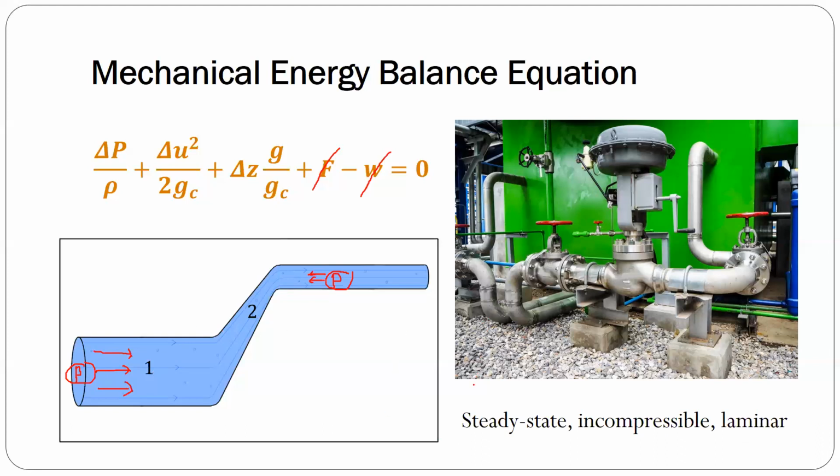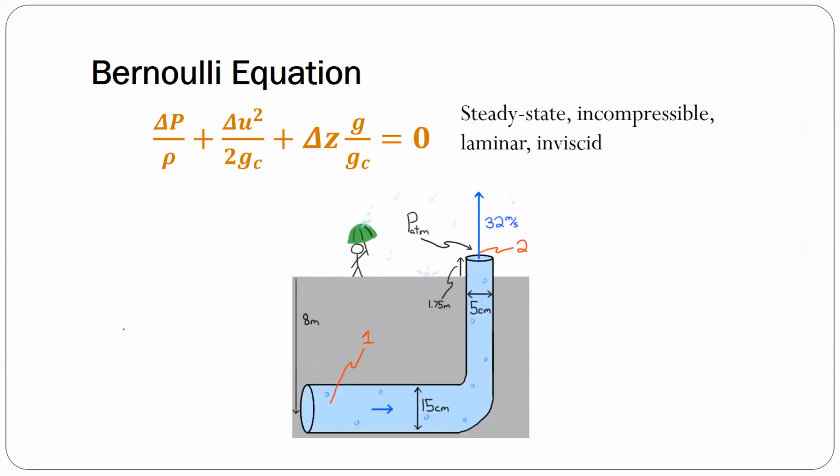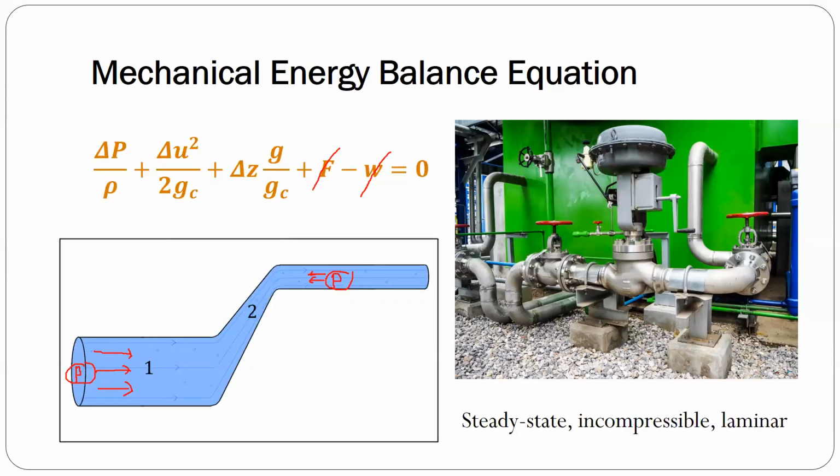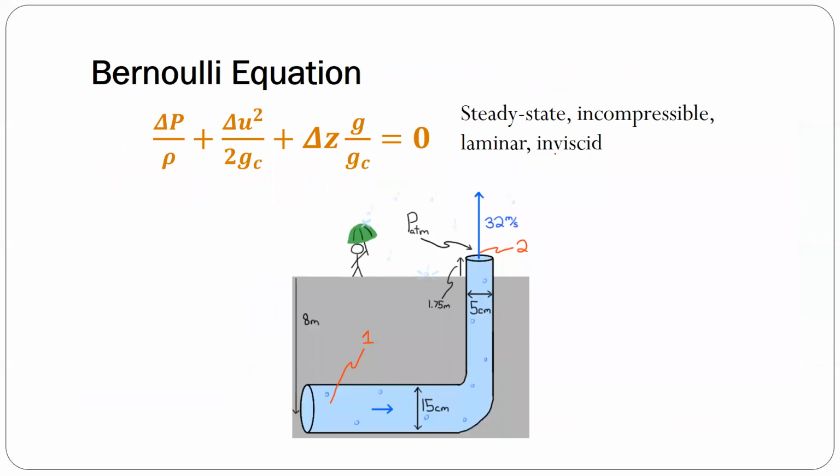is only applicable if you have a steady state flow, and the flow should be incompressible. Again, incompressible means no changes in density. And then the flow should be laminar, or streamlined. And we call this relationship the Bernoulli's equation, okay? Also, I forgot to mention that the fluid should be inviscid. So the mechanical energy balance equation is used for steady state, incompressible, and laminar flow. But additionally, if your fluid is inviscid, then you have the Bernoulli's equation.